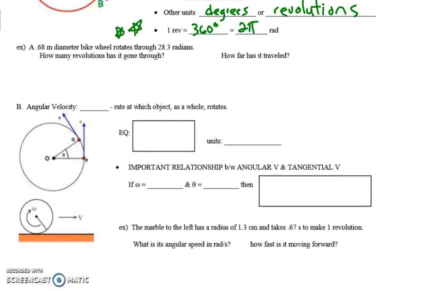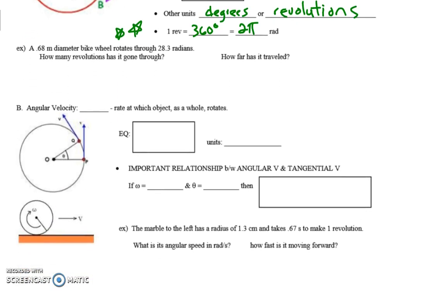So a simple little example to take advantage of that. Let's say we have a bike of a certain diameter. It rotates through 28.3 radians. And I want to know how many revolutions that is. This is theta, so we've got to recognize what our variables are. This is diameter, so I'm going to write in r as 0.34, because normally we want radius and not diameter. And then we're looking for revolutions.